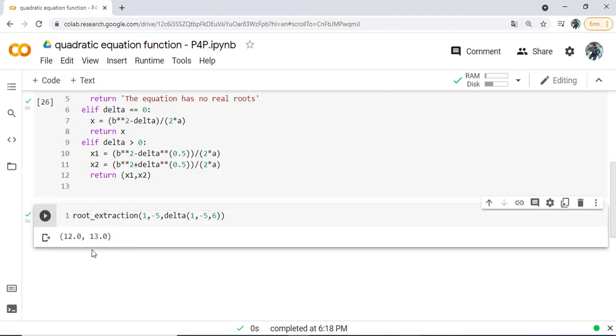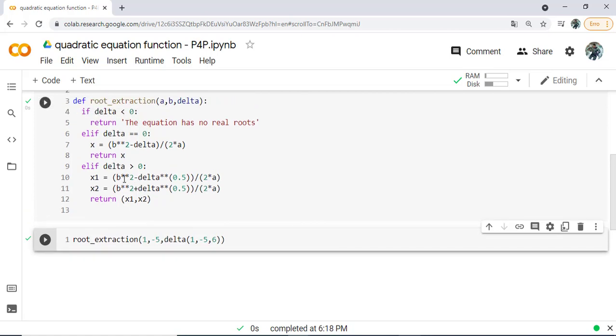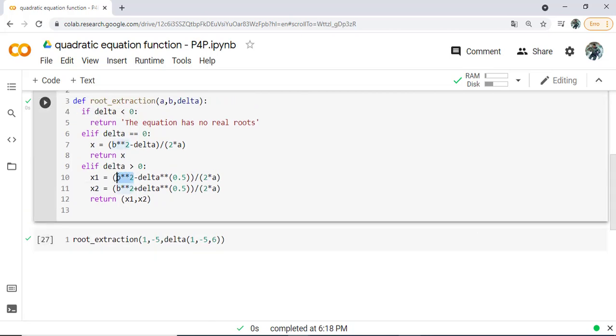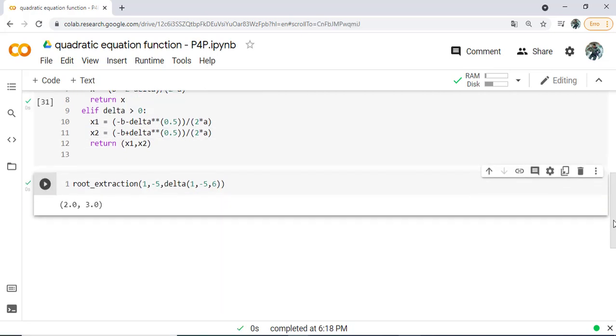Okay, something went wrong here. The values are supposed to be 2 and 3. Let's see what went wrong here. So here is not b squared, it is actually minus b. Let's change to minus b. Now let's try these values again. So here we have 2 and 3.